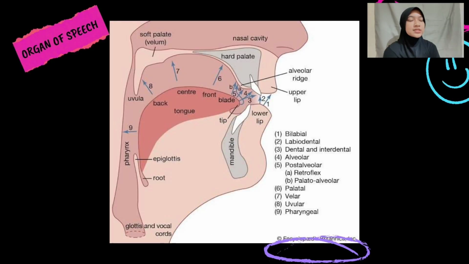This one is a picture of the organs of speech. You can see it. Number 1 is labial, number 2 is labiodental, and number 3 is dental and interdental. Number 4 is alveolar, number 5 is postalveolar, number 6 is palatal, number 7 is velar, number 8 is uvula, and number 9 is pharyngeal. And maybe you can get this subject more deeply in Introduction to Linguistics.